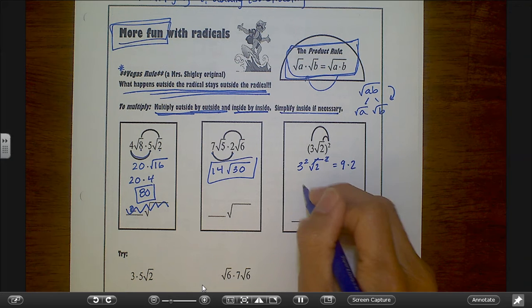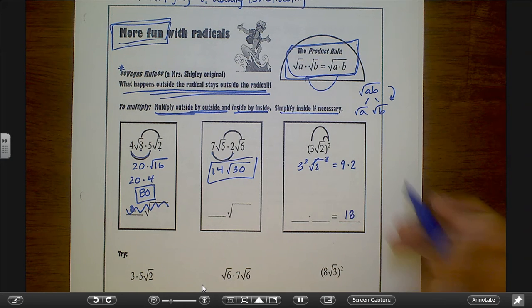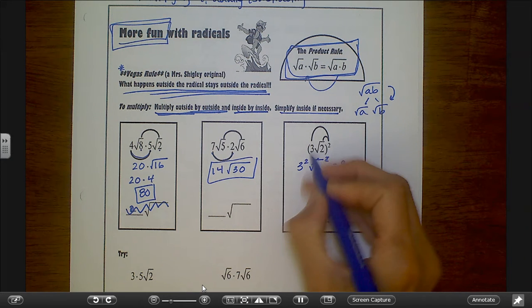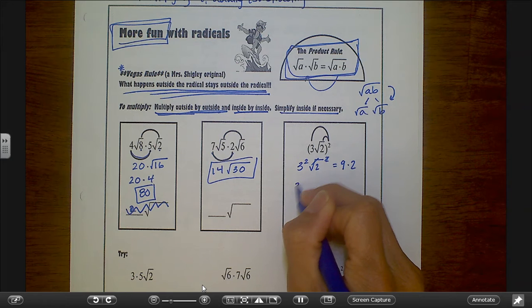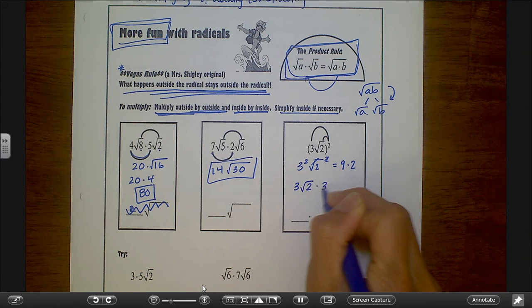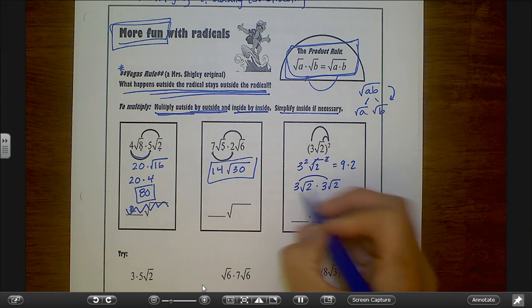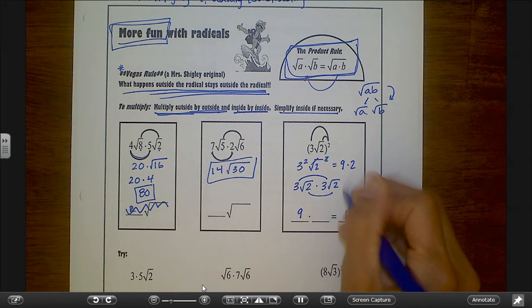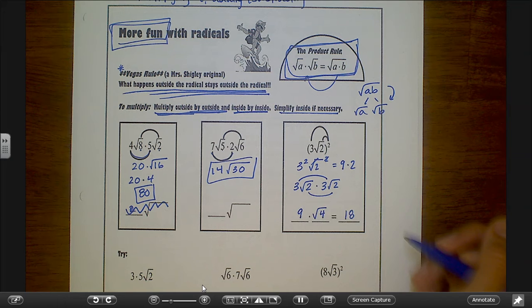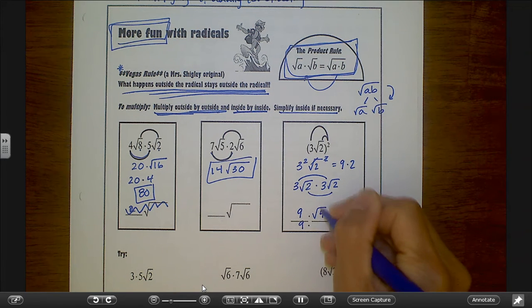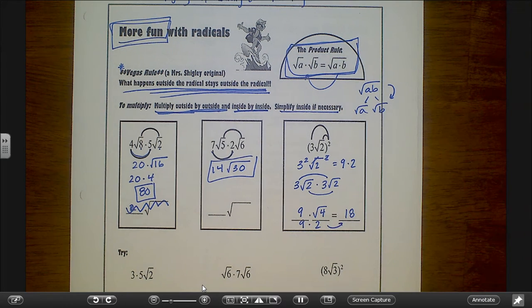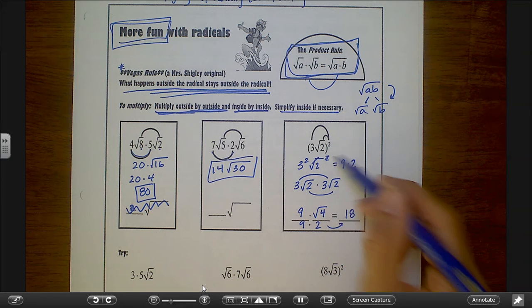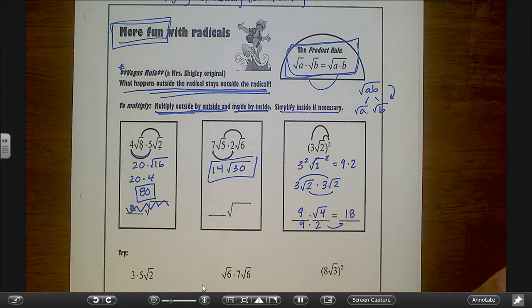If you don't believe me, which you should, but if you want to see it otherwise, remember that to square something is to multiply by itself. So 3 rad 2 times 3 rad 2. 3 times 3 is 9. Rad 2 times rad 2 is rad 4. Well, 9 is 9. Rad 4 is 2. So there you go. This is a quicker way to do it, like this power rule, if you want to do that, but it's up to you.